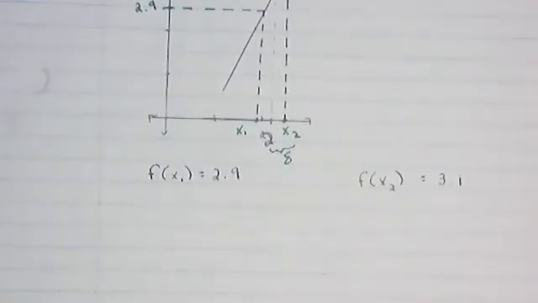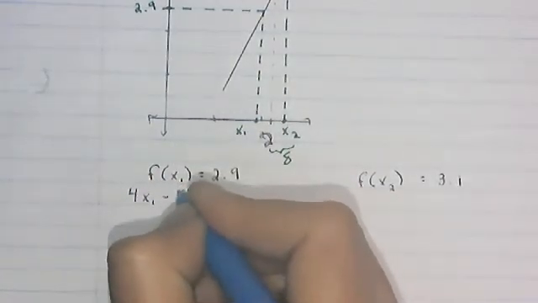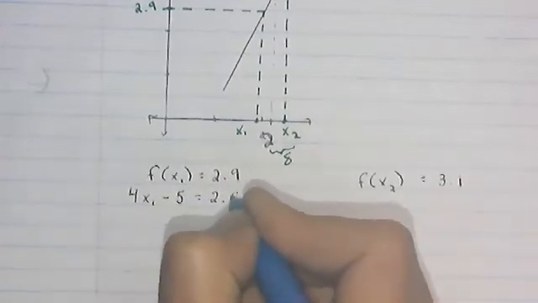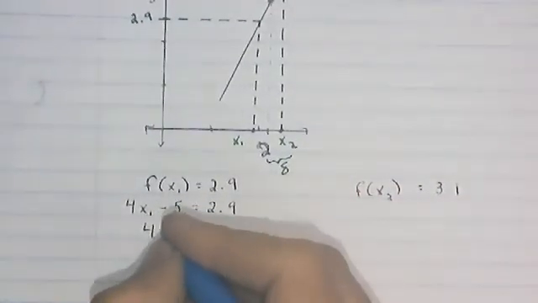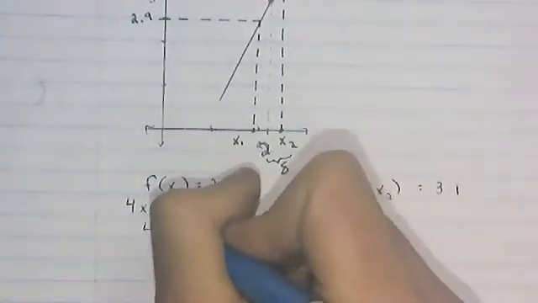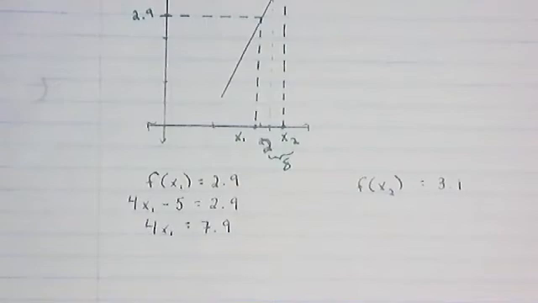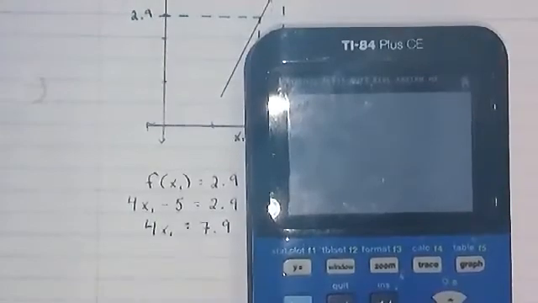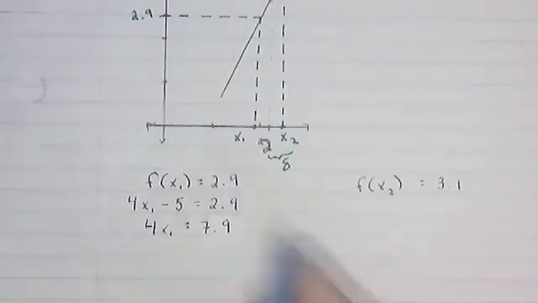So if f of x sub 1 is 2.9, that means that 4 times x sub 1 minus 5 is equal to 2.9, using my function. Well, then that means that 4 times x sub 1 is equal to 7.9. Then we bust out our calculators. 7.9 divided by 4, 1.975.